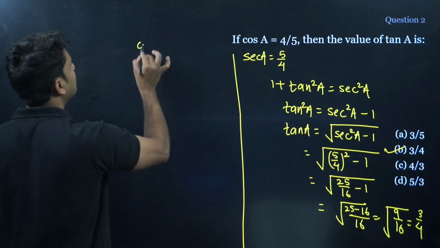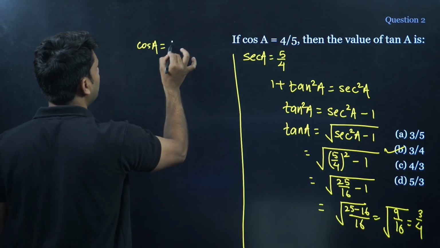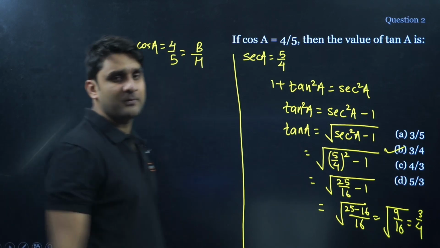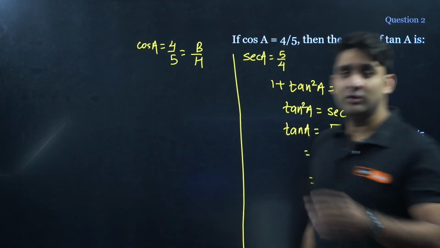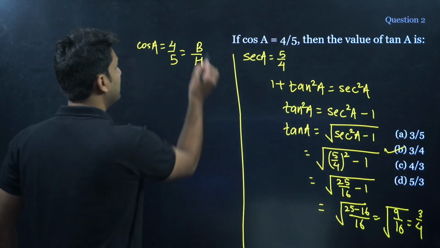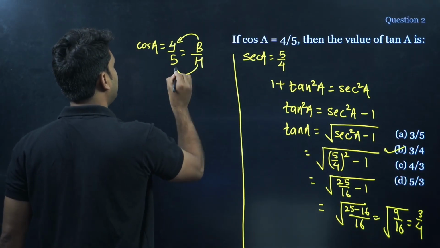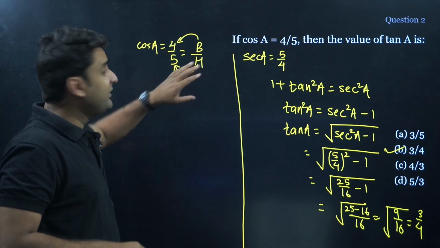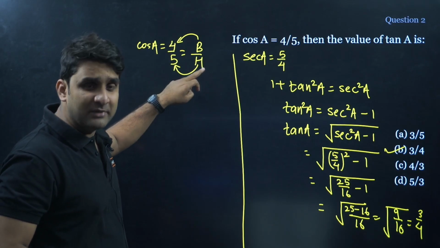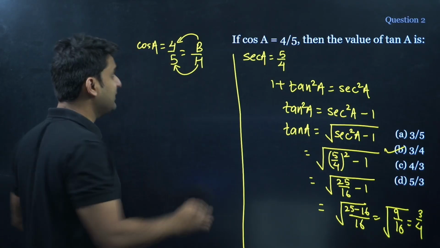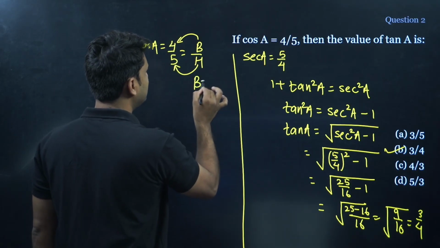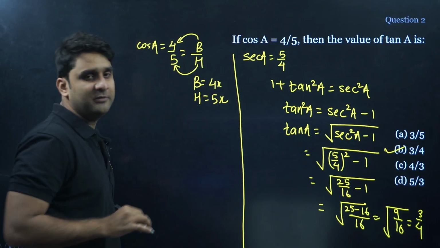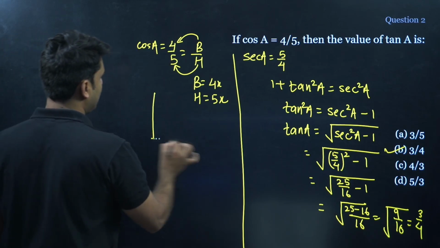One more method here is, my dear, if cos A is equal to 4 by 5, and in ratio cos is equal to base by hypotenuse, so my dear champion, base will be 4 and hypotenuse will be 5. Clear? But as this is ratio, we can't take base exactly 4 and hypotenuse exactly 5, we need a constant value with that because it is in ratio form. So base we can assume 4x and hypotenuse we can assume 5x. Any problem to anyone?